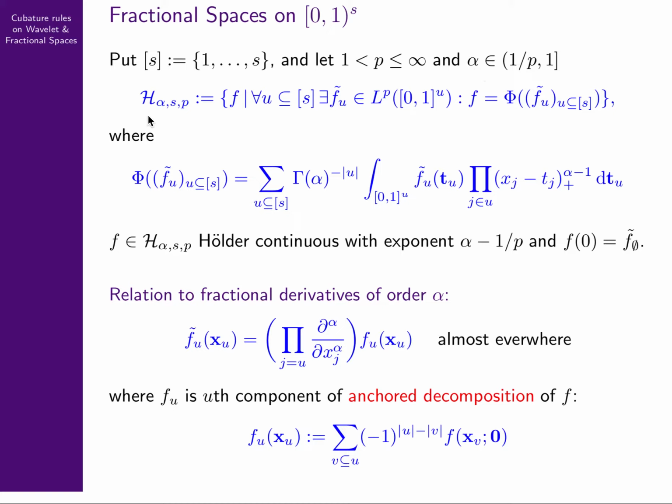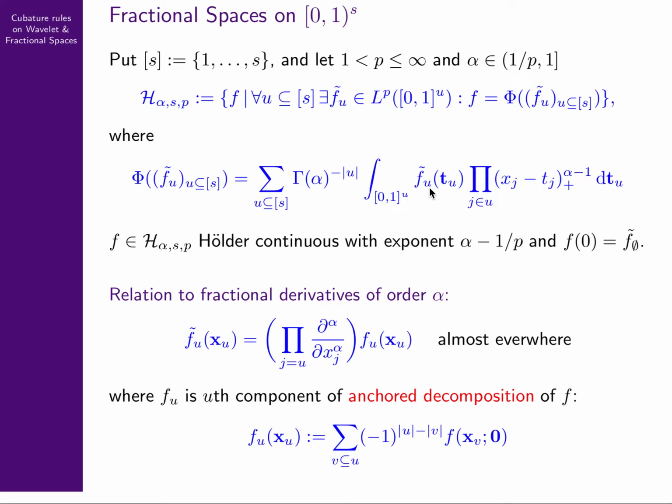We have a look at all s-variate functions f defined on the s-dimensional unit cube, which allow for the following representation. So for each subset u of the set of coordinates from 1 to s, there should exist some density f tilde sub u, which is an L_p function over the unit cube in dimension size of u, the size of the set u. And then f should satisfy this representation. So now what is capital phi of this family of densities? That is simply the sum over all subsets of the variables from 1 to s. Here you have some normalizing factor. Then you take the integral over the unit cube of dimension size of u.